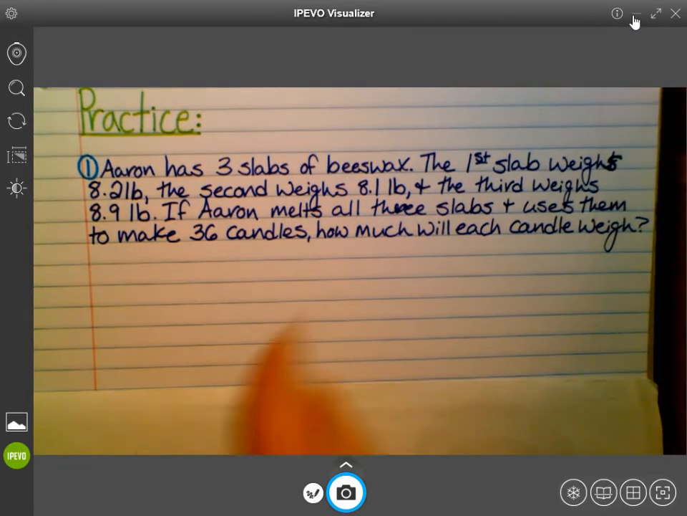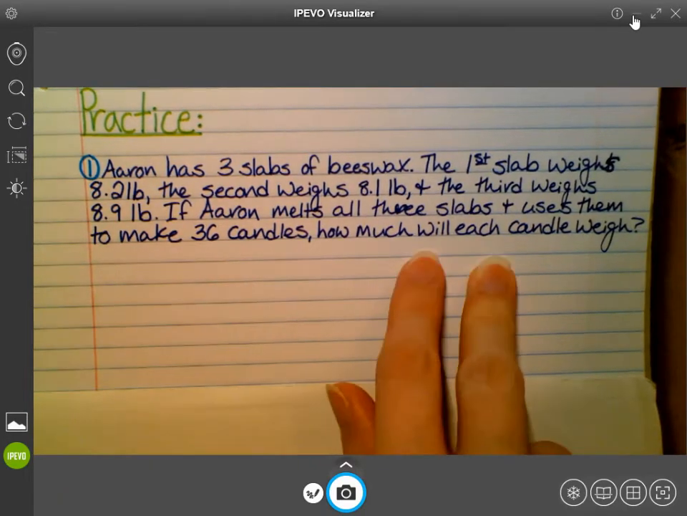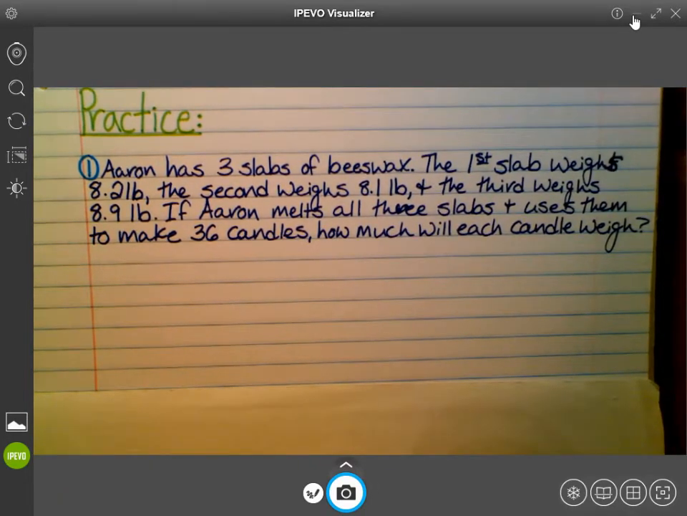Aaron wants to melt them all together and use them to make 36 candles, and we're trying to find out how much each candle will weigh. So, is this just a one-step problem, 5th grade? Now, I want you to think to yourself first, what do we need to do in order to get to the answer? Since it's not a one-step problem, turn and share those steps with the person next to you. What do you need to do?